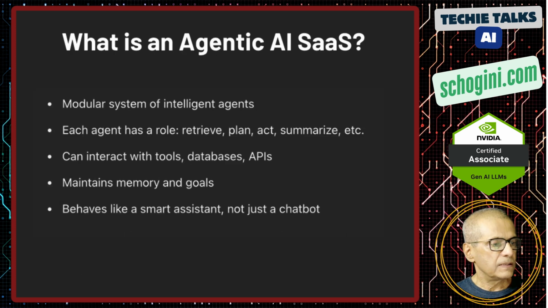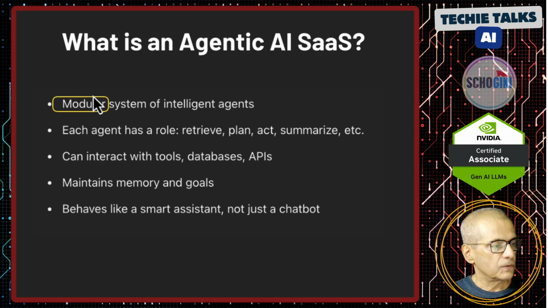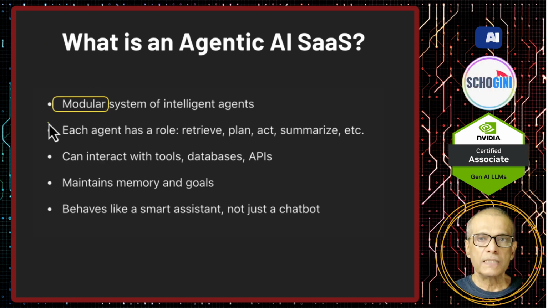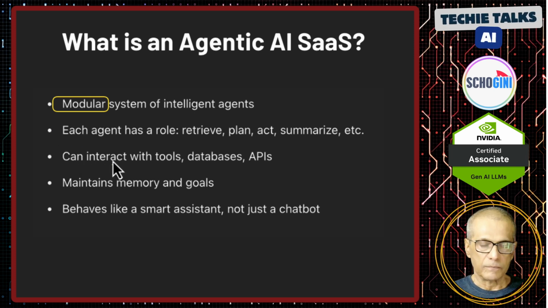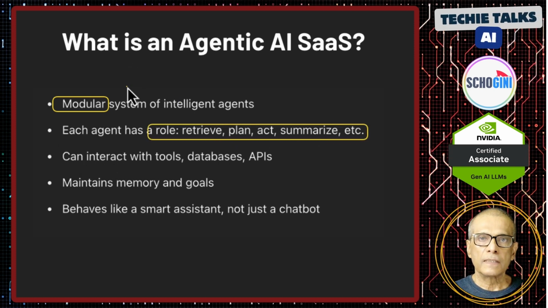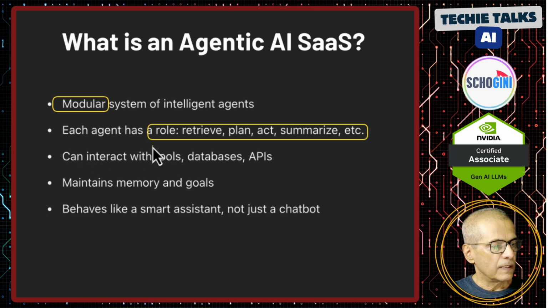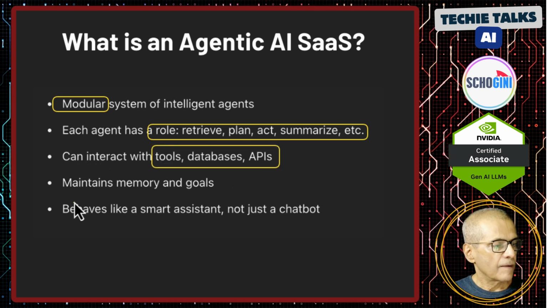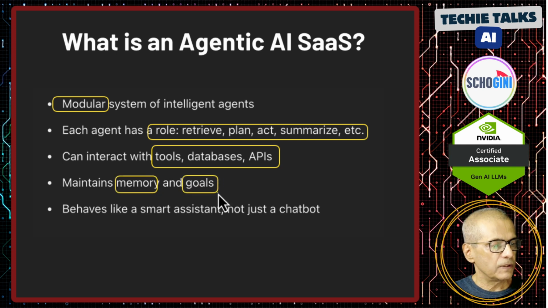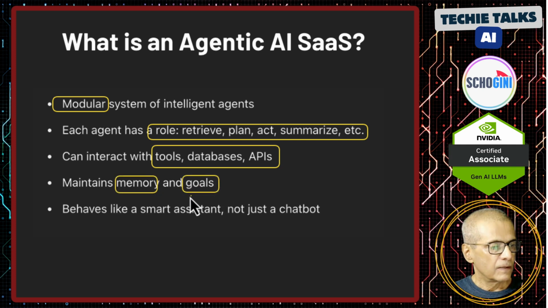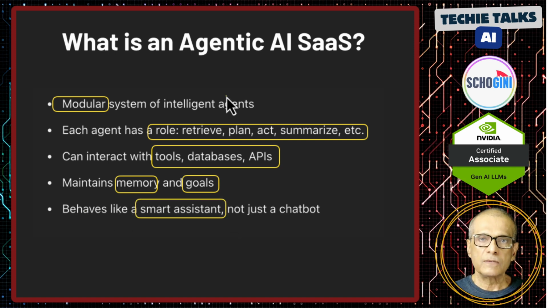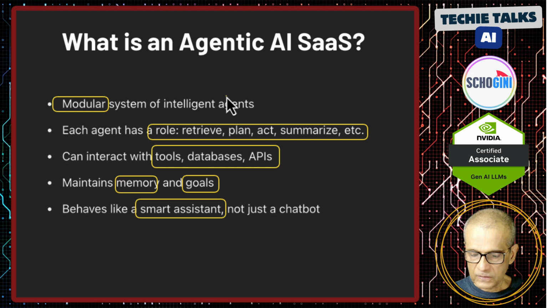So what is an agentic AI? It is a modular system of intelligent agents. When it comes to agents, we can have multiple agents working like a team. And each agent can have a role and can interact with tools, databases, and other APIs. It can maintain memory and also goals. So each agent can have a goal to focus on. So it actually behaves like a smart assistant, not just a chatbot.